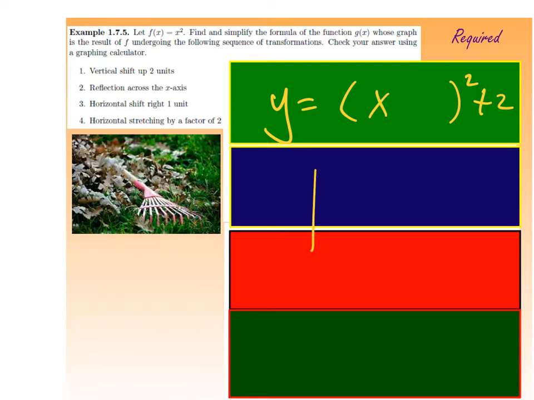Over the x-axis. I'm going to draw it for a second. It goes over the x. This is the x-axis. This is the y. If it's going over the x, that's a vertical change. If it's vertical, it's on the outside. There's a negative out here. Horizontal shift right 1 unit, minus 1.